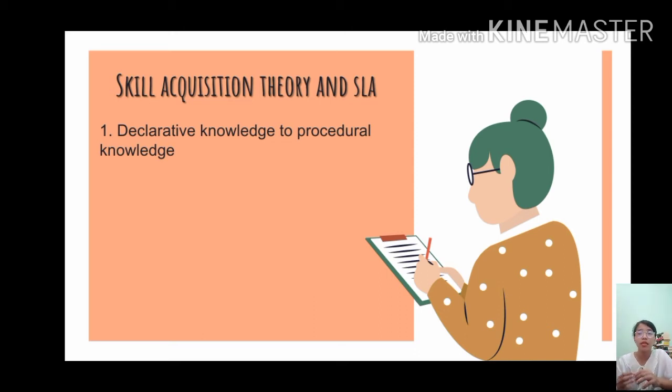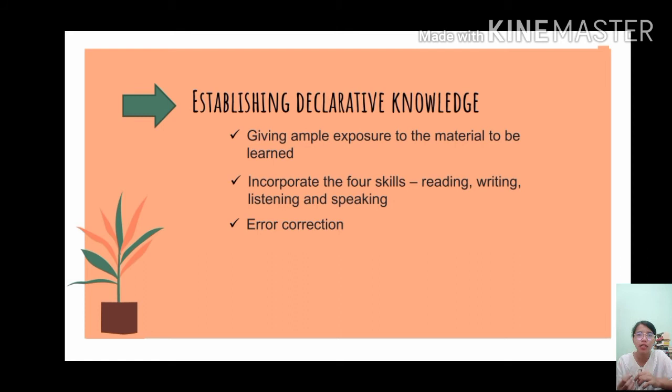This can be best done by giving ample exposure to the material to be learned and making sure that the students have time to develop, test, and refine this knowledge. Explicit teaching will result in maximum understanding, and since errors are common at this stage, they should be corrected. Hence, we have error correction. And another way to establish declarative knowledge is to incorporate the 4 macro skills, which are reading, writing, listening, and speaking.